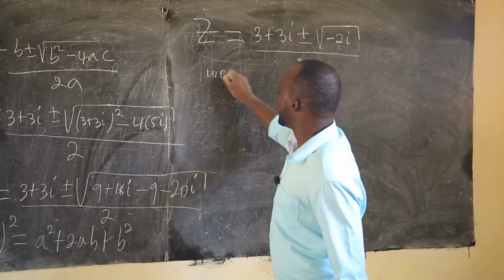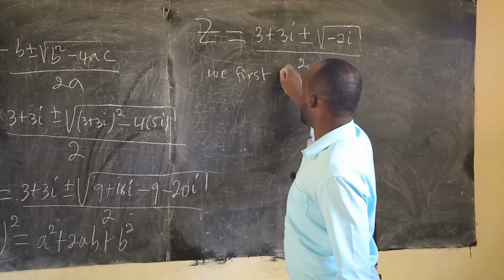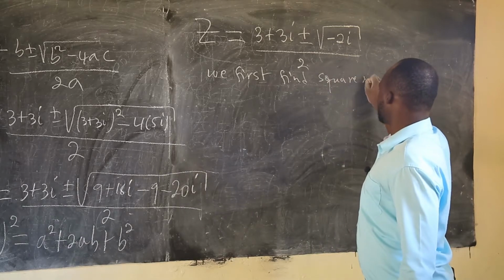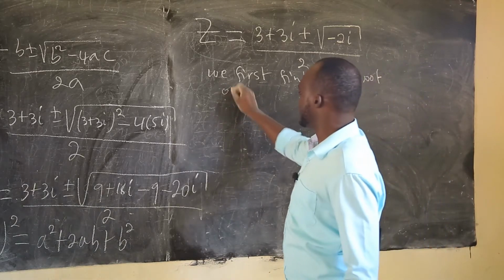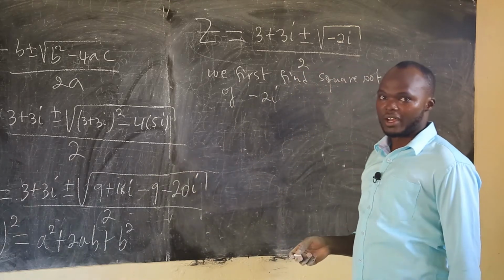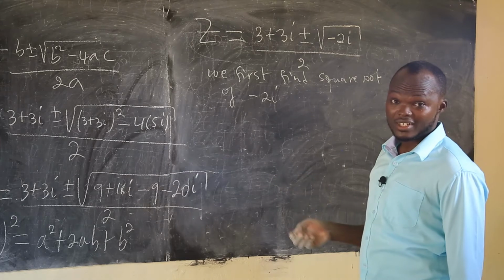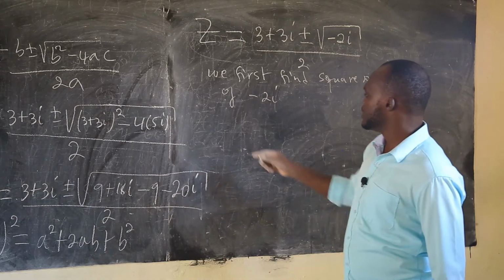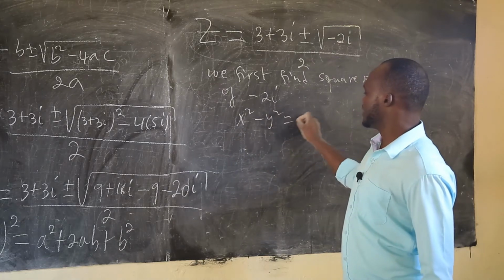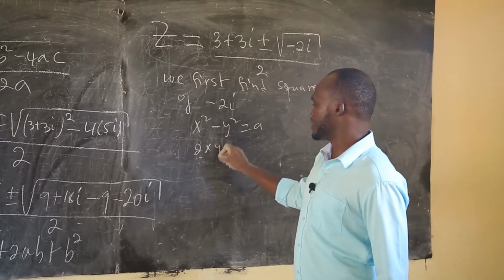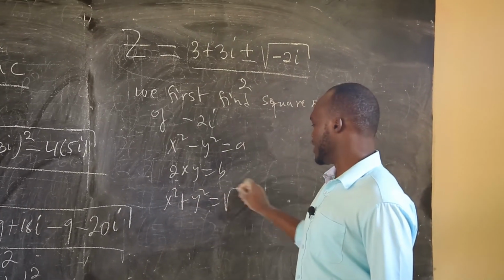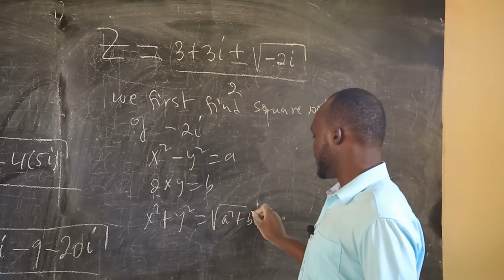We first find the square root of negative 2i. Remember how we find the square root of a complex number? I think you remember how we find what? Square root of a complex number. We use 3 equations, which is x squared minus y squared equal to a, 2xy equal to b, x squared plus y squared equal to root a squared plus b squared.